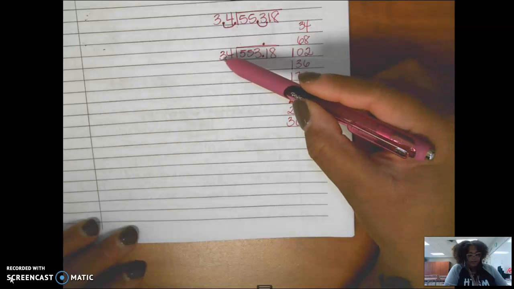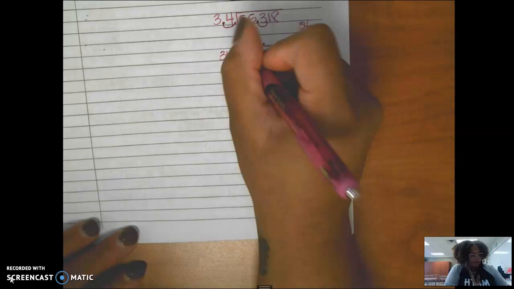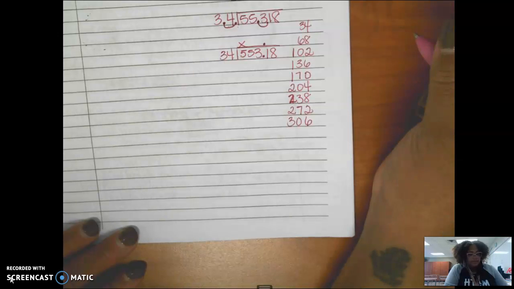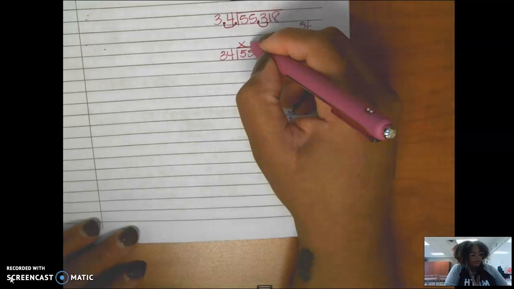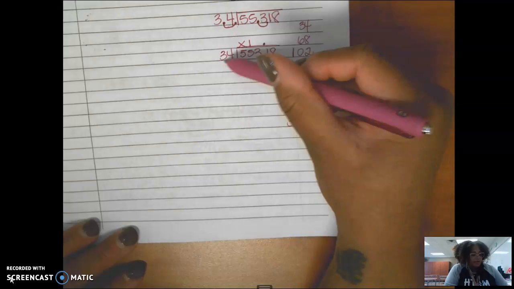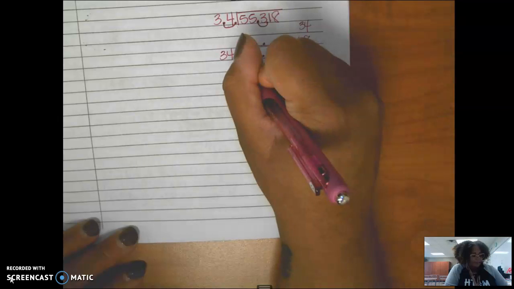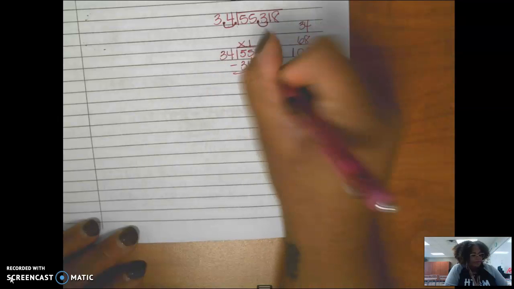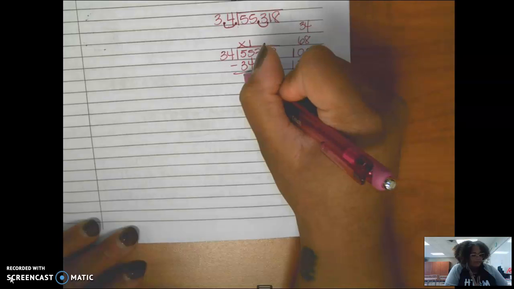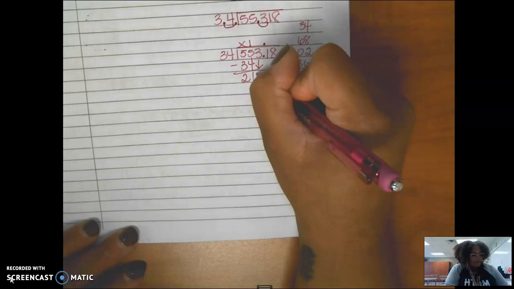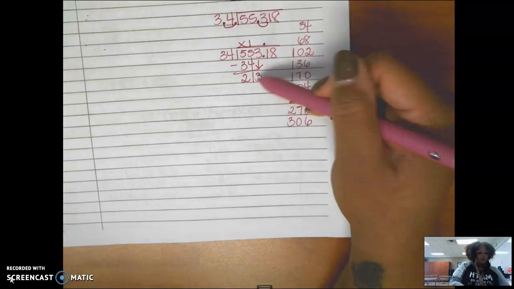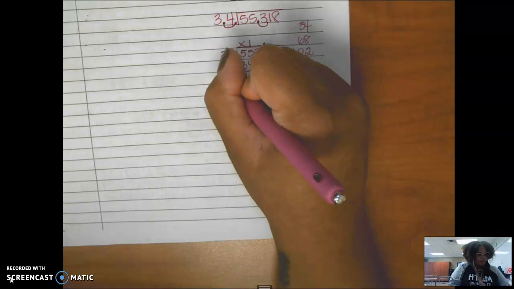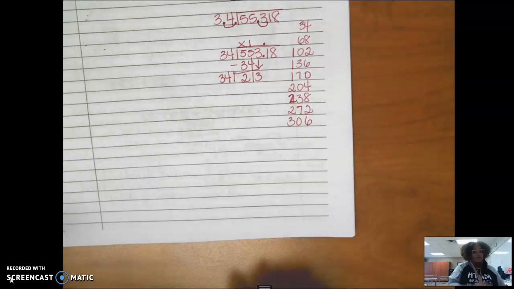So I divide. 34 into 5 won't work, so I cannot write anything on top of that first 5. But 34 into 55, I have one of those. 1 times 34 is over here. And I subtract: 4 minus 5 is 1, 5 minus 3 is 2. Bring down your 3. Now I can work this out, 34 into 213, and I like to write another division problem there so I know that the next step is to divide.